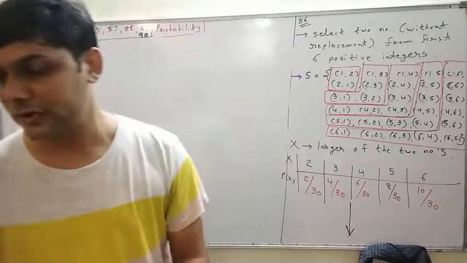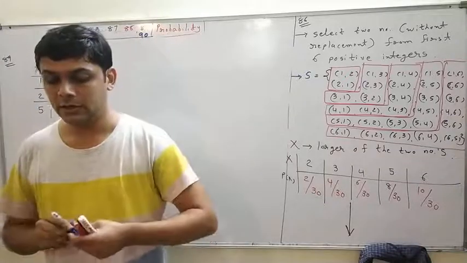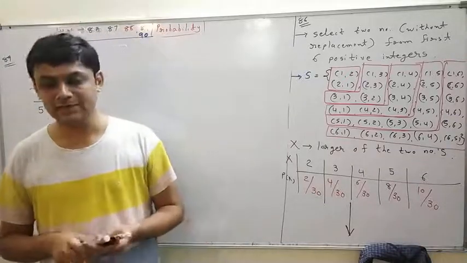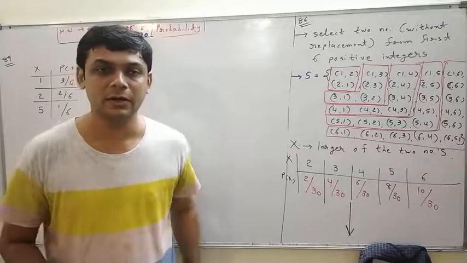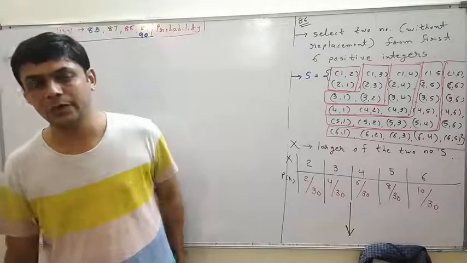Okay. So in the next lecture we will start with the next topic, that is Bernoulli theorem and binomial distribution. That is the last theory of this chapter. All the other theory is complete. That will be the last theory of this chapter. Okay. Thank you.